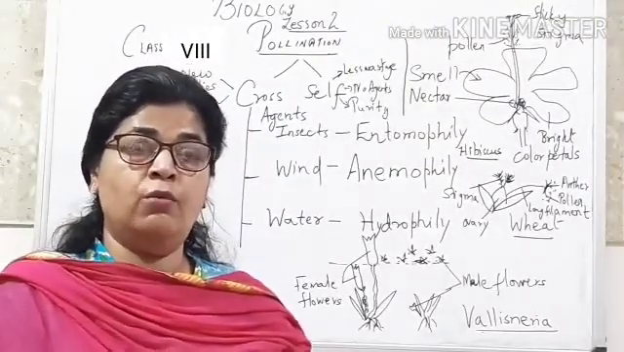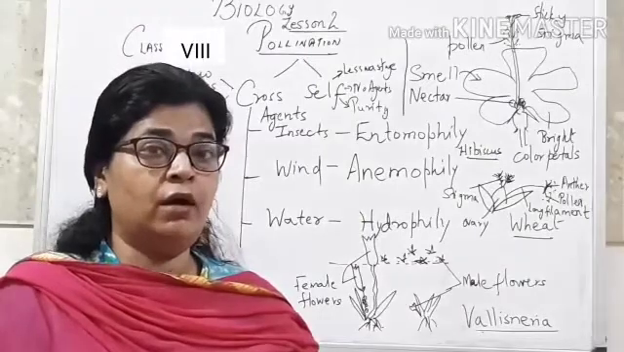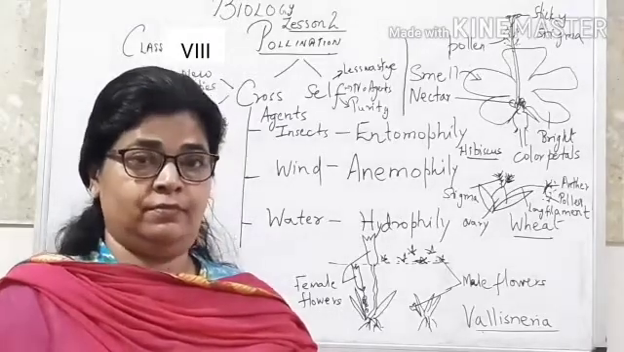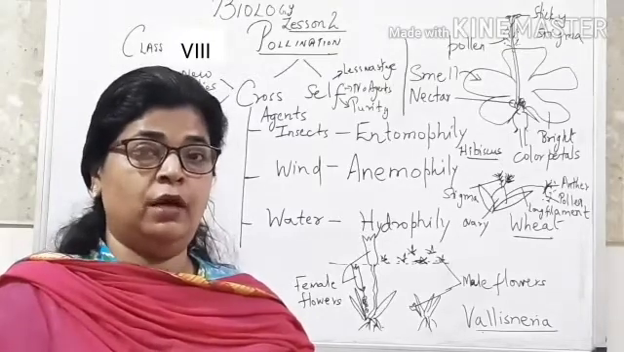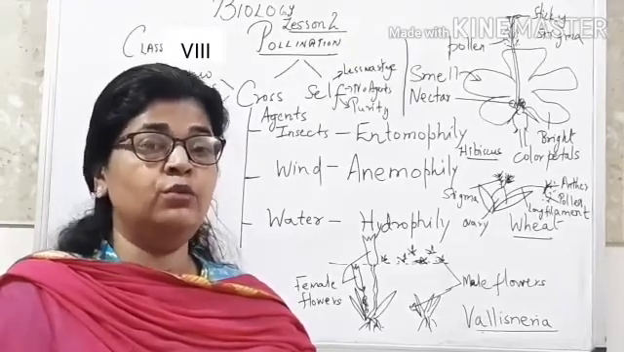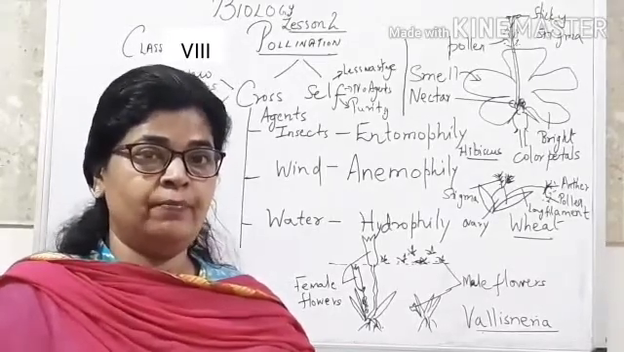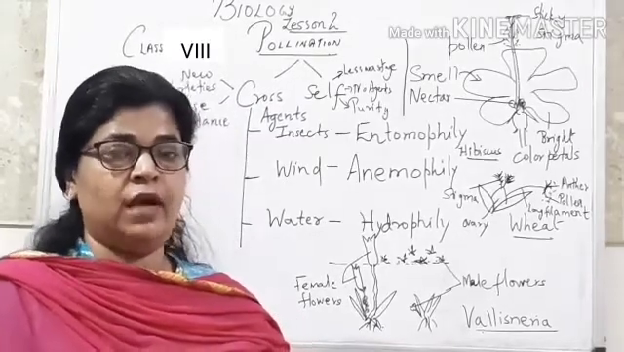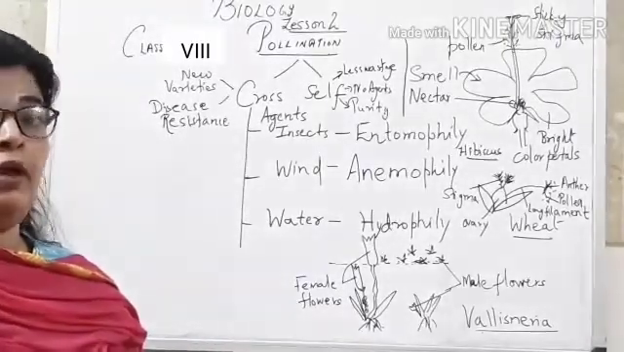it means the transfer of pollen grains from the anther of one flower to the stigma of another flower, but of a different plant, though of the same species. The plant is the same type, like if it is a rose plant, the anther of one rose plant will be carried to the stigma of another rose plant. The plant variety remains the same, but the plants are different. So that is cross-pollination.